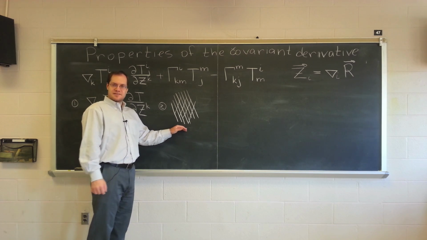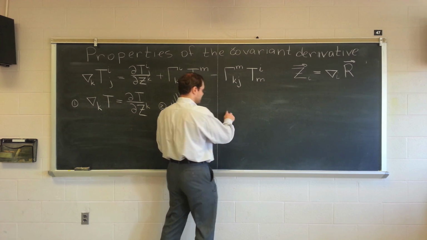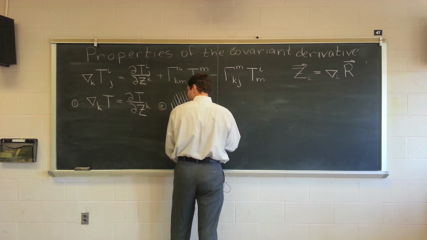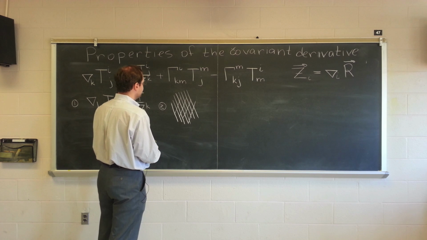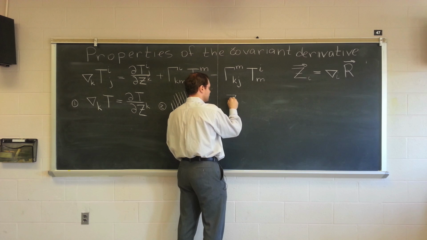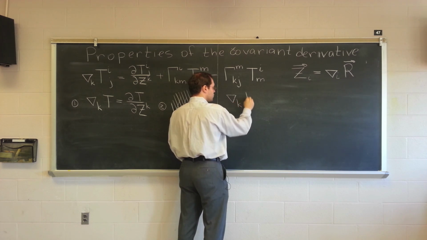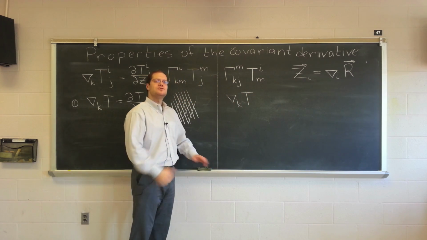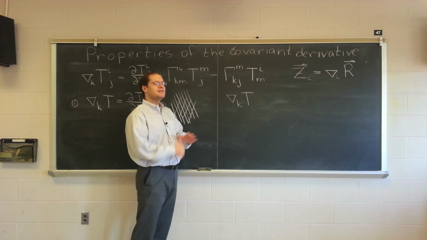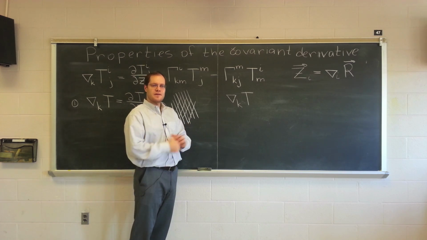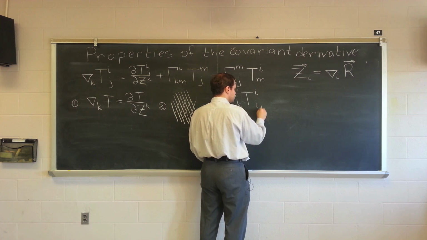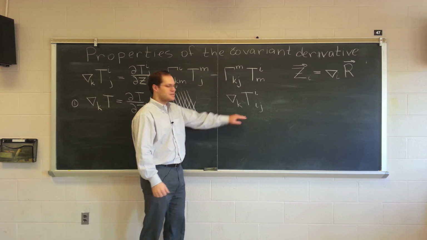Here is a very subtle property, but extremely important. And it's good practice. Let's look at a symbol like this. If I apply the covariant derivative to a tensor, let's say, should we do order 2 or order 3? We'll do order 3. Yeah, let's do order 3. But it's contracted, i, j. Consider this expression.